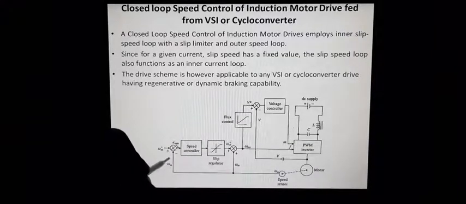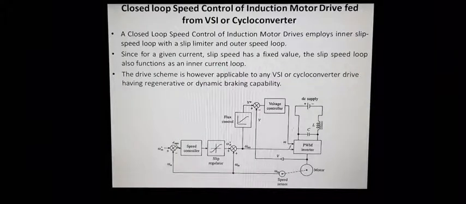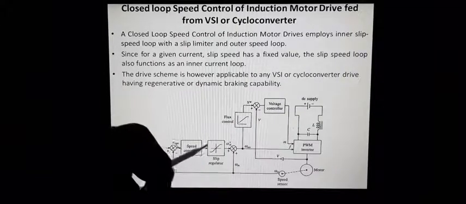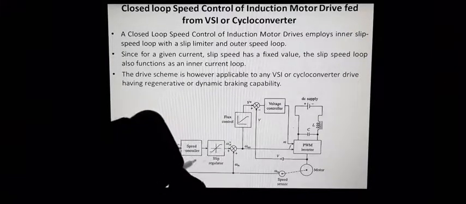Actual speed is 1300, and let the synchronous speed of the machine be 1500 rpm. So definitely the error which will be coming here is 1400 minus 1300, that is 100. In order to compensate that, we will be using a PI controller, and after this PI controller we will be using a slip regulator, and the output of the slip regulator will be the slip speed.